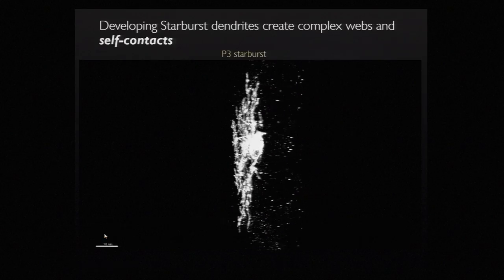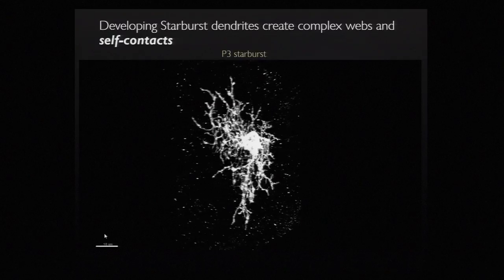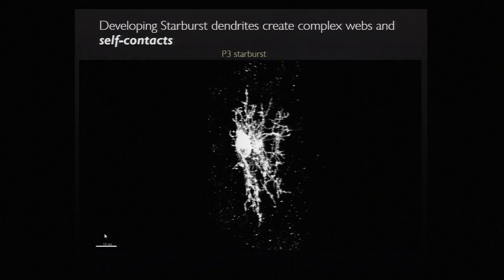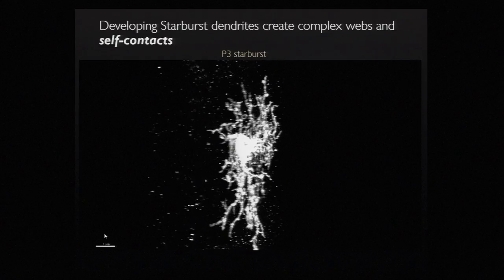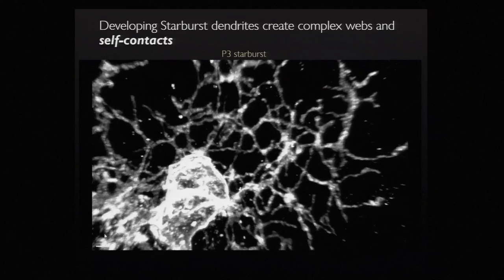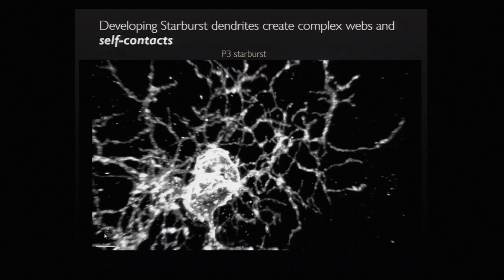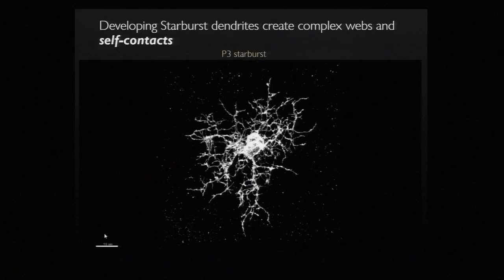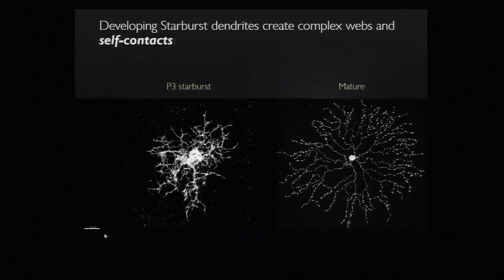So this is just an example of a P3 starburst amacrine cell. In their adult morphologies, they have these really radial morphologies. But in this context, you can see it's this really dense web. And the take-home message here is that this web is forming self-contacts. There are contacts occurring within these dendrites, within these self-dendrites. So the question I'm really trying to understand is, how do you get from this morphology to the mature morphology? And what are these cellular mechanisms?